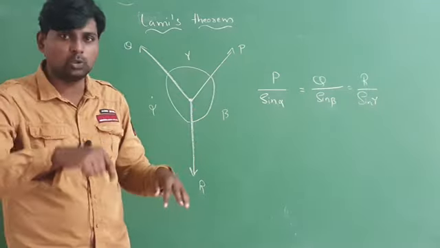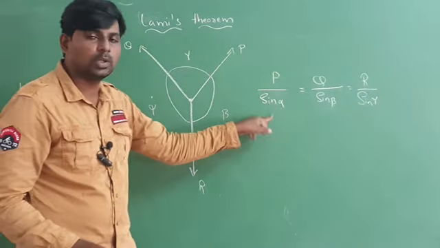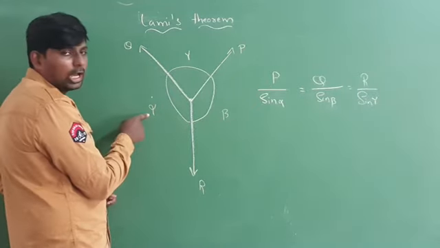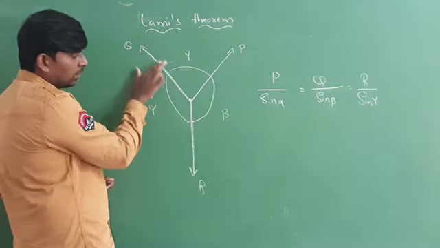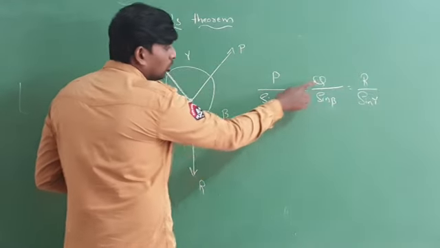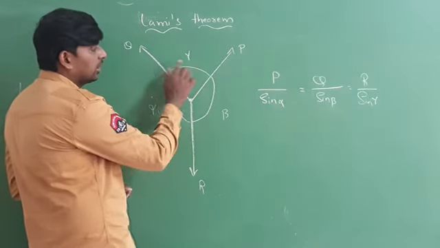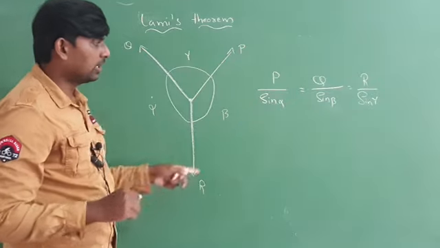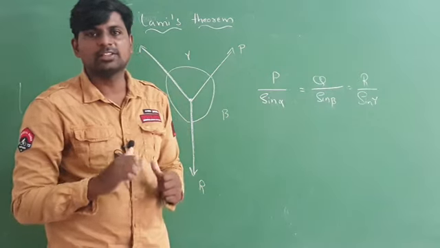Then each force will be proportional to the sine of the angle between the other two forces. If I consider P, what is the angle between the other two? Alpha. So P by sine alpha. If I consider Q, forget about this force. How many forces are remaining? 2. So what is the angle? Beta, Q by sine beta. If I consider R, forget about this one. How many forces are there? These 2. What is the angle here? Gamma. So sine gamma. P by sine alpha is equal to Q by sine beta is equal to R by sine gamma. This is Lami's theorem.